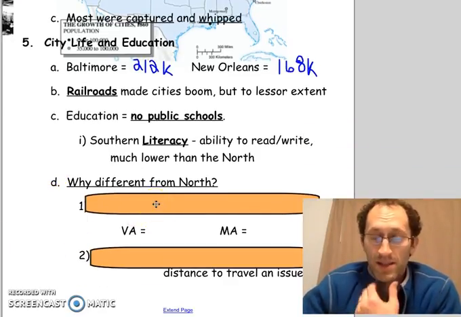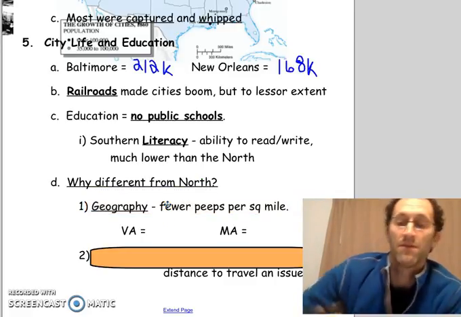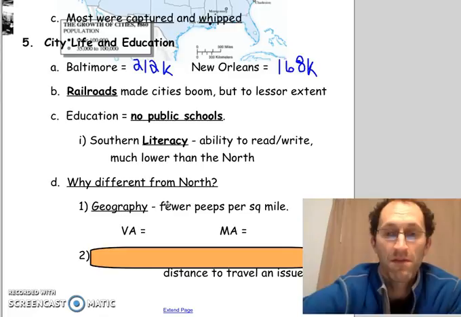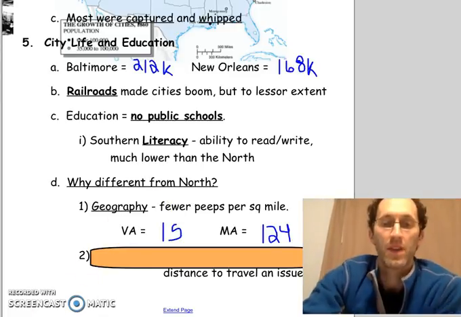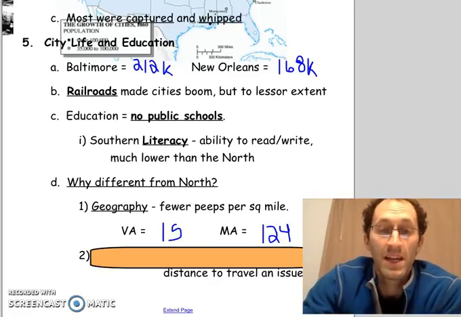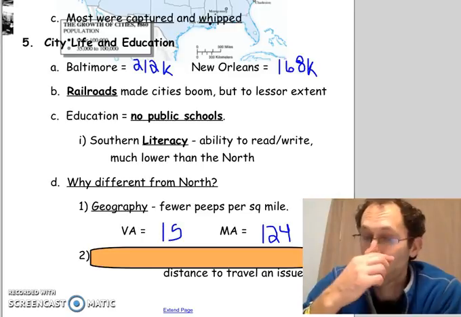All right, so why is there so much difference between the North and the South? First reason, geography. Fewer people lived per square mile in the South. You can see the numbers that I wrote in here. In Virginia, which was actually the highest populated state in the South, there were only 15 people per square mile. That's very low. If you look at Massachusetts, where the colonists really originated, the Pilgrims and Puritans, it was 124.